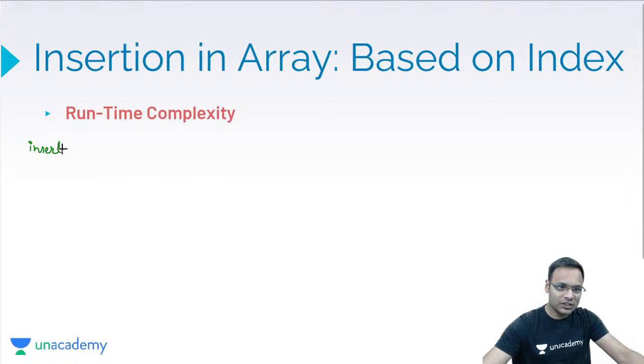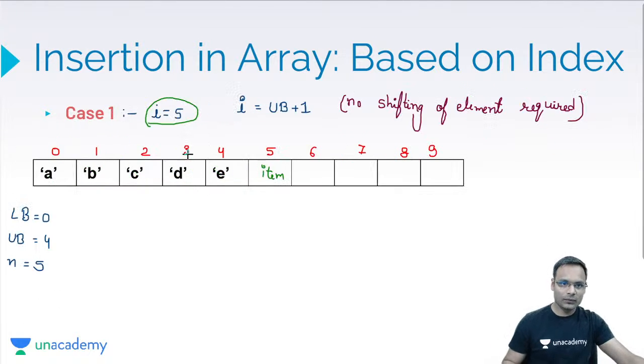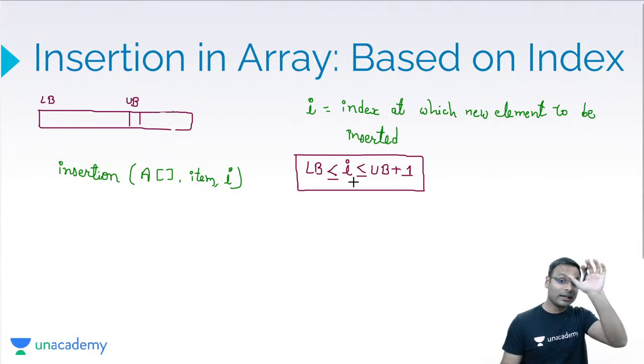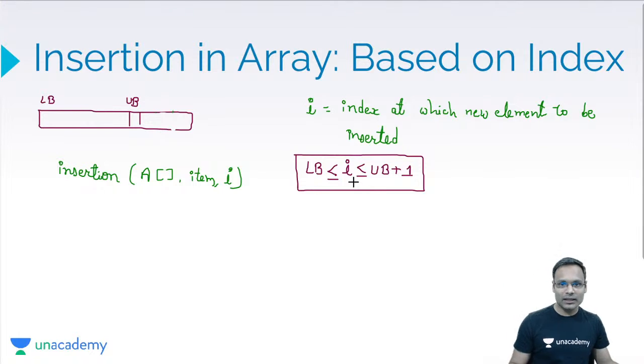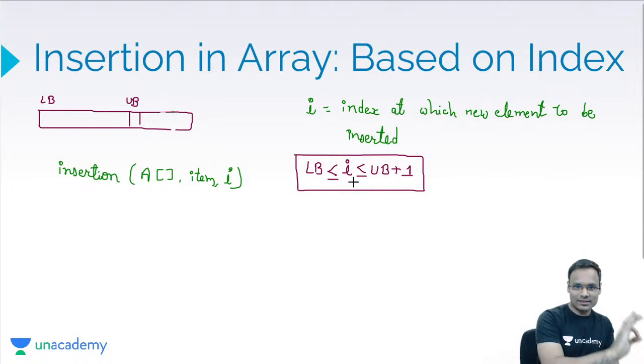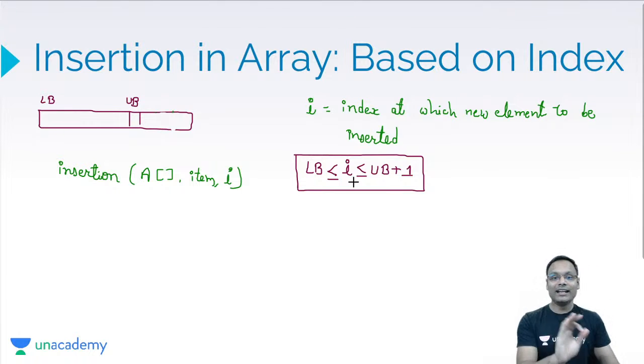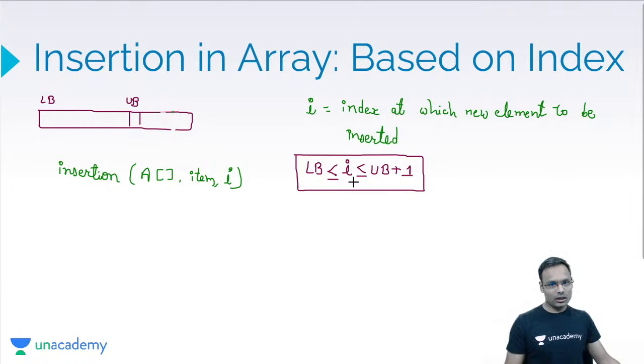So let's say insertion in the array based on the index. Array A is given, the item is given, and index I also given. Let's say I have checked already that I is following this particular condition, that it is lesser than the upper bound plus 1, and it is greater than or equal to lower bound.